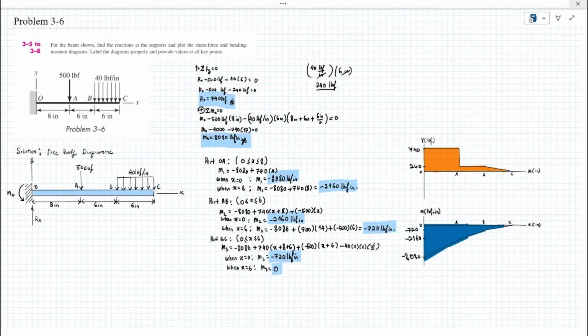So this is the overview for the solution for question number 6, and here are the highlighted answers so that you can check.